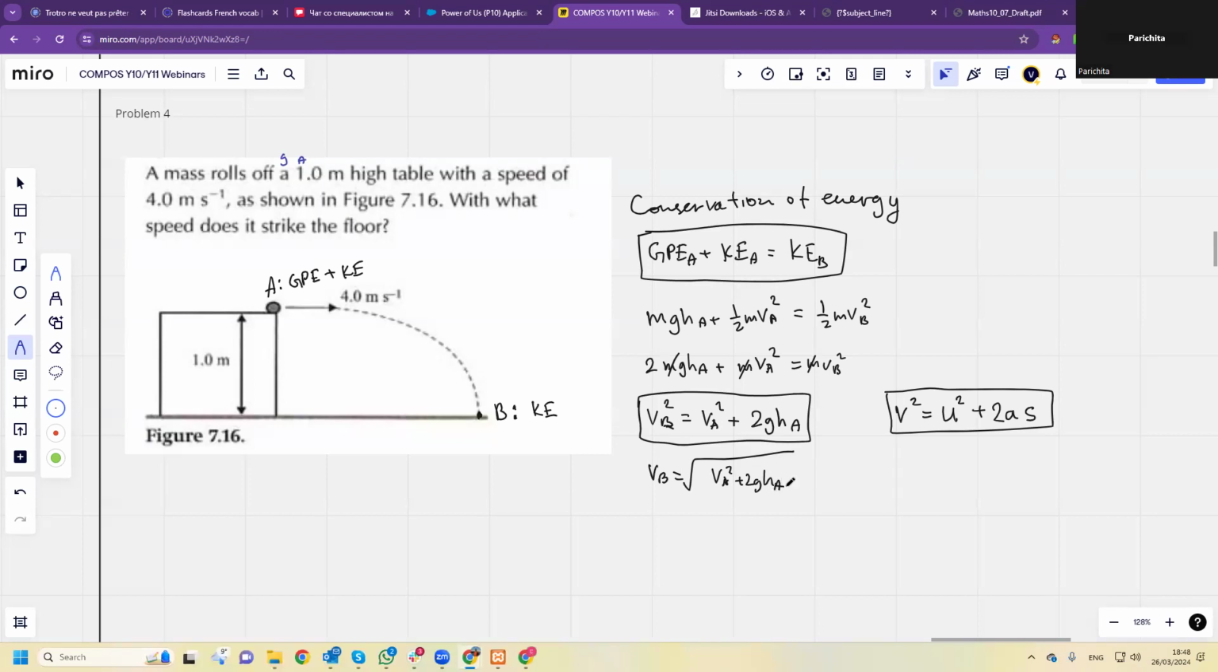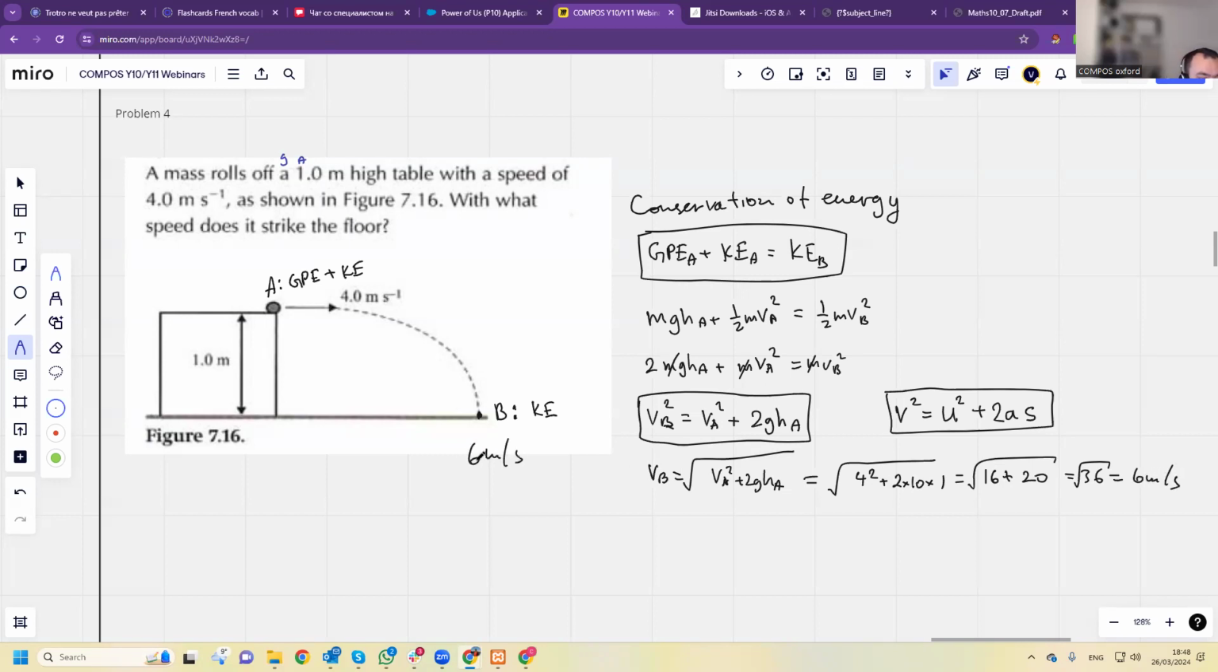Okay, so vb is equal to the square root of va squared plus 2gh. That is the square root of 4 squared plus 2 times 10 times 1. So it's 16 plus 20, and that's 36, and that's 6 meters per second. So 6 meters per second at B, and 4 meters a second at A, which makes perfect sense.